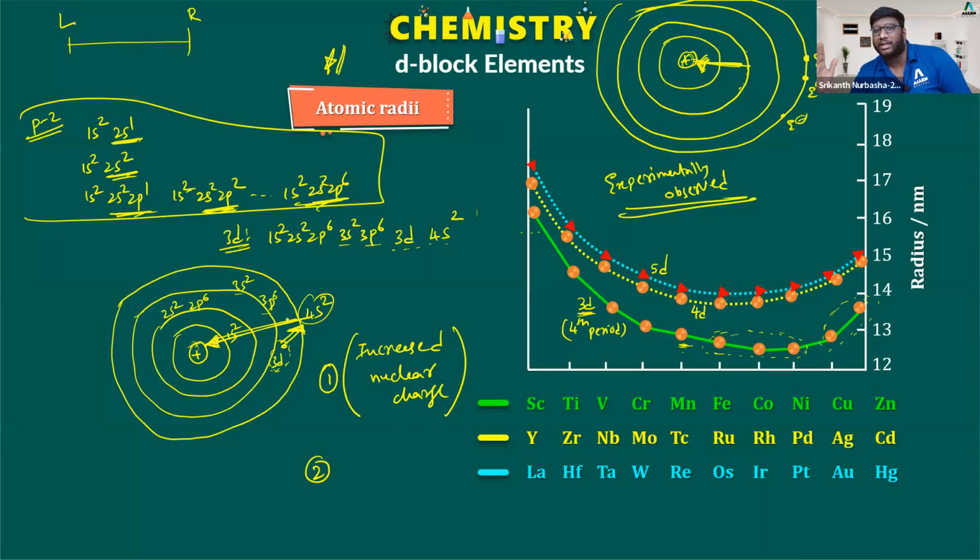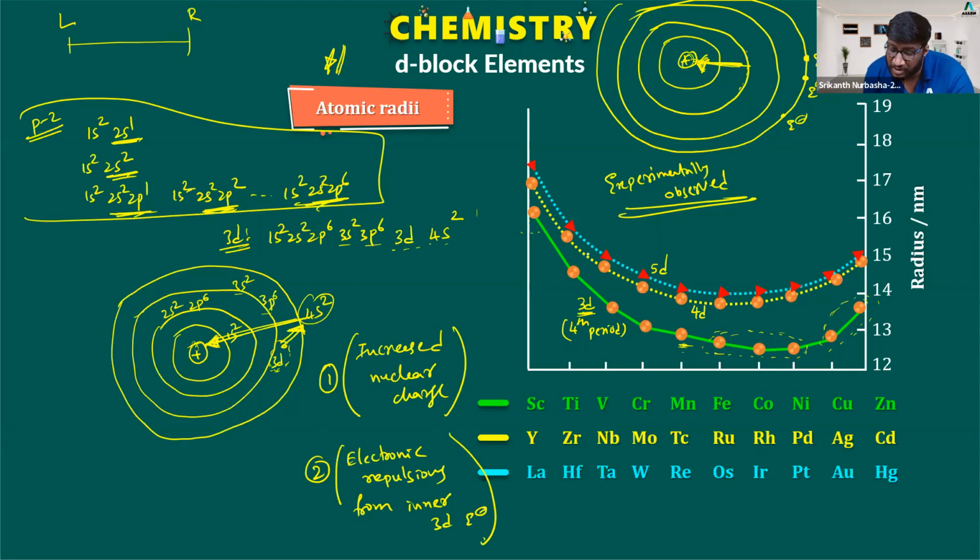The 4s electron is attracted greatly toward the nucleus because of increased nuclear charge. Look at the same 4s electron. The 4s electron is repelled by the electrons from the 3d subshell. That means the 4s electrons are experiencing two types of forces. What are those? One is the increased nuclear charge, so the electrostatic force of attraction between the nucleus and the outermost electron. The second one is the electronic repulsions from inner 3d electrons.